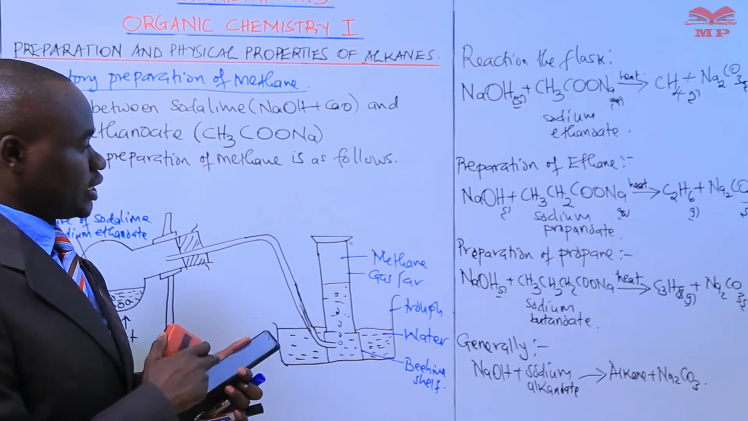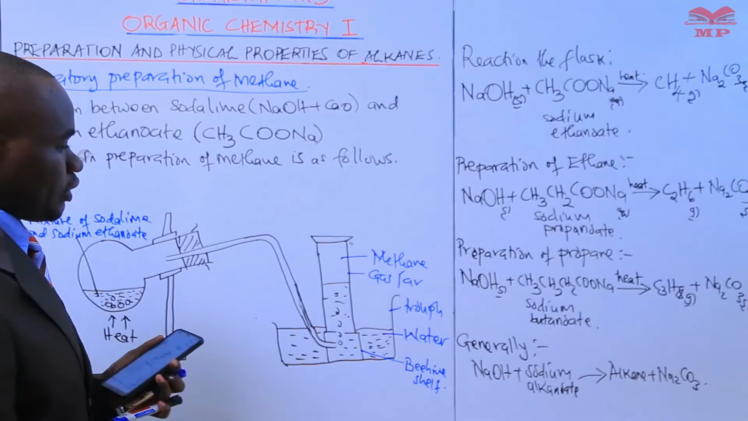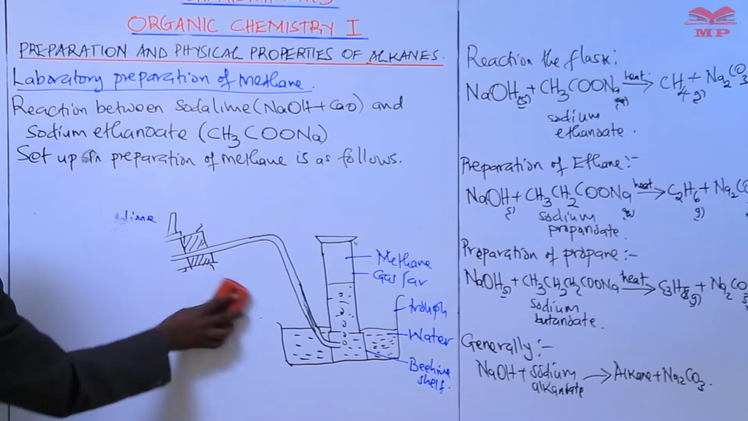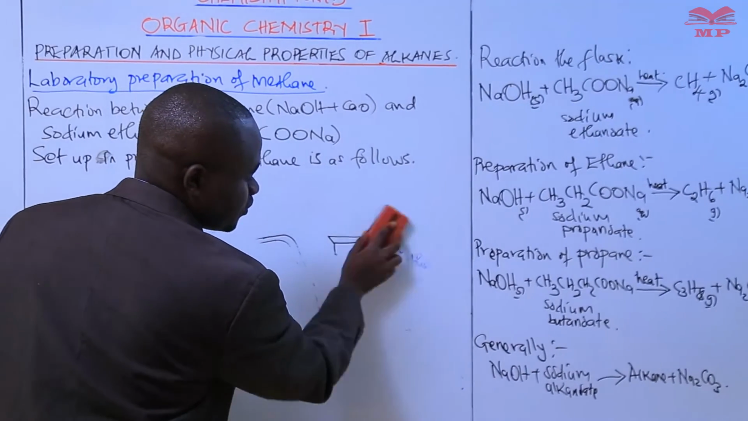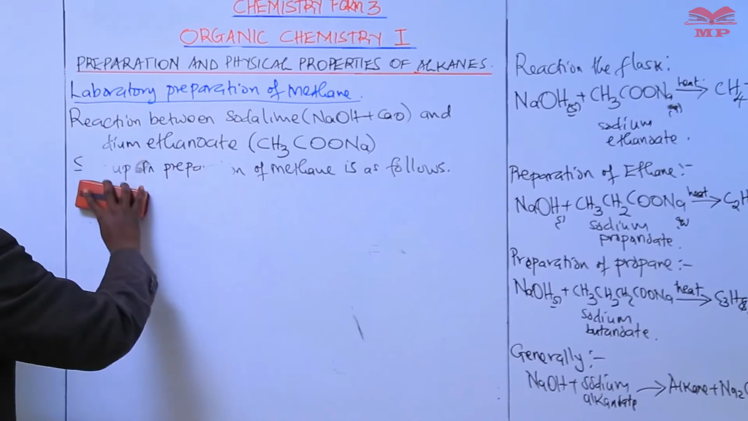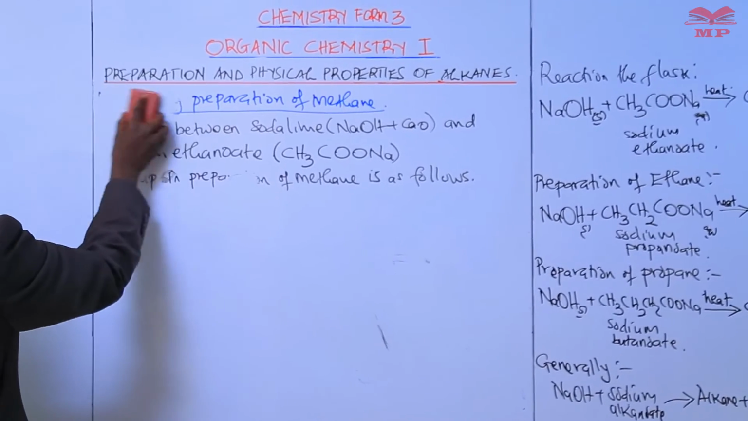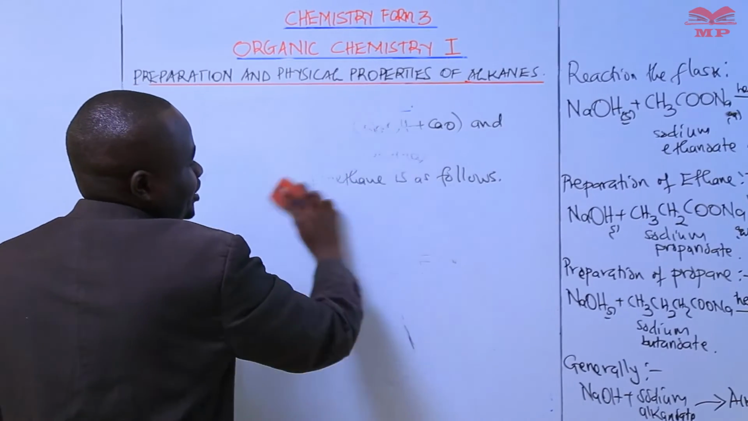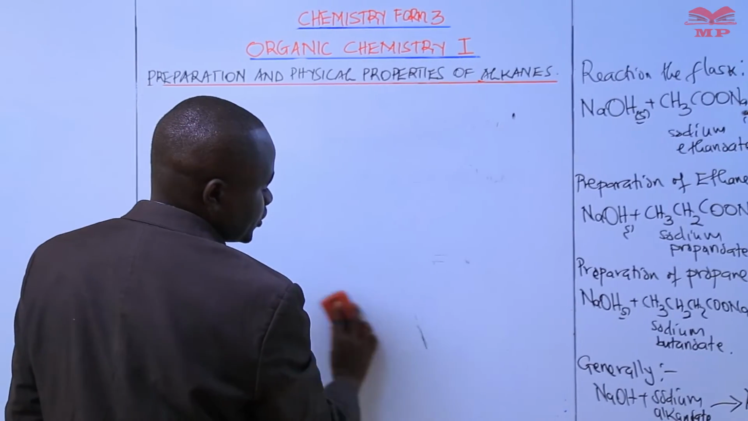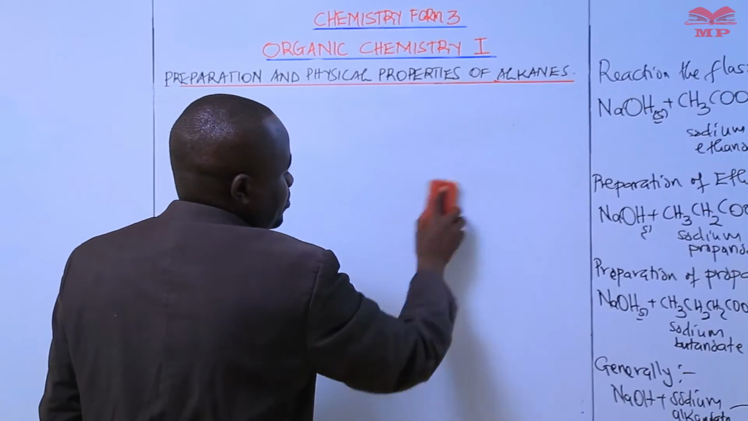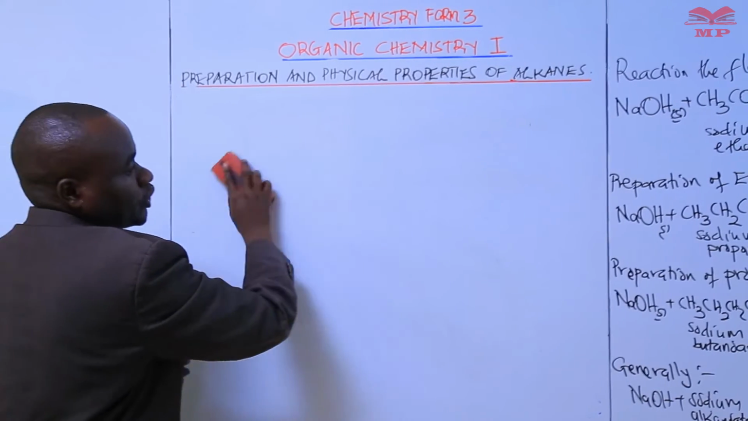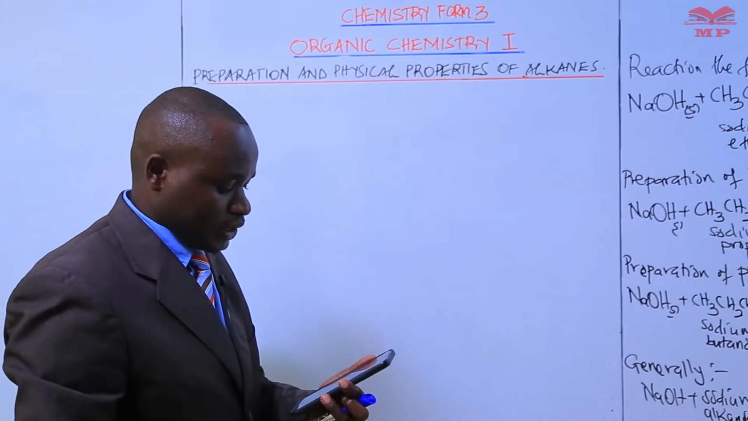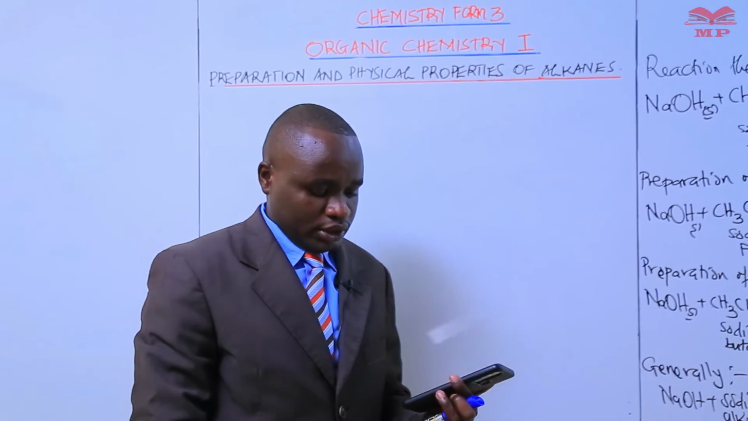So having said that, I would like us to look at the physical properties of alkanes. We have already seen from the preparation that we prepare alkanes by simply reacting the appropriate alkanoid and soda lime. And remember, soda lime, the main part of that mixture that will react will be sodium hydroxide. So I want us to look at the properties.